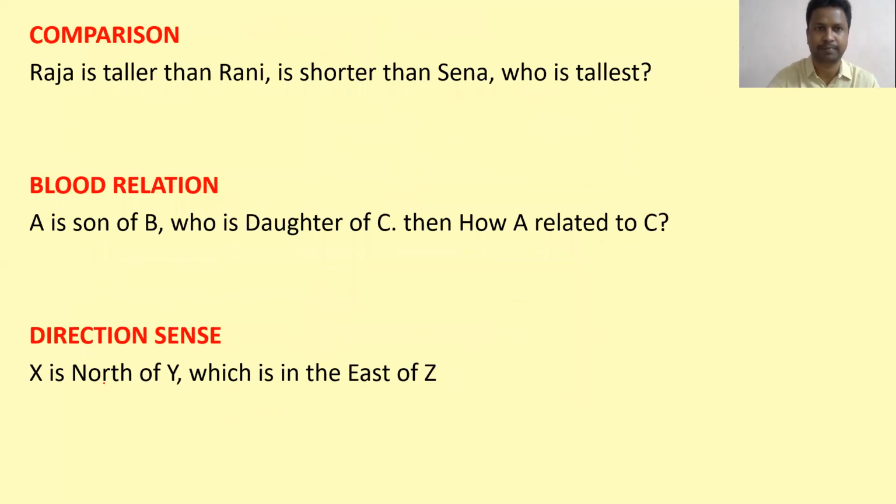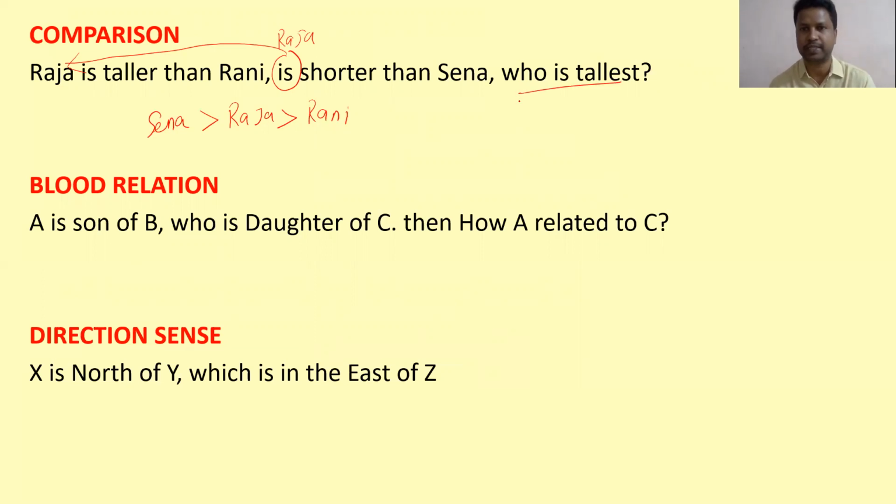I'll give some examples. See this in comparison. I can say: Raja is taller than Rani, who is shorter than Sena. "Who" represents the nearest element. Hmm, if it were "is shorter than Sena" alone, it represents the first element, so here I can replace it with Raja. Raja is shorter than Sena. So Raja is shorter, correct? Pointed means shorter. Sena. Correct? So this is the arrangement. Who is tallest? I can say Sena is the tallest.